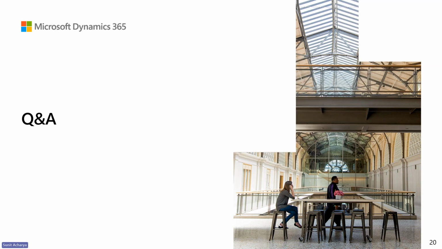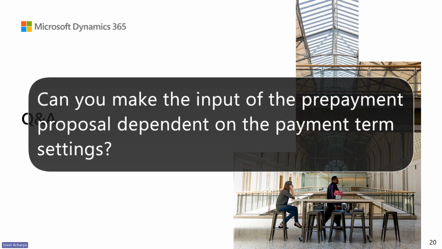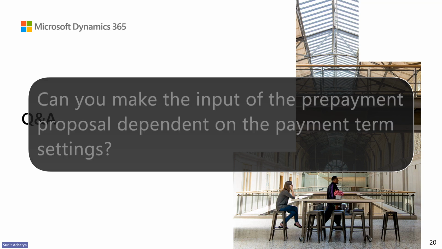Can you make the input of the prepayment proposal dependent on the payment term settings? I think what the question means is, will it align with the payment terms that you have already set up for this customer on the customer account? The answer is yes. When you create a prepayment invoice, it adheres to the payment term that you already have on file for that customer, be it net 30 or net 40. It'll update the due dates and the payment term fields on the header level accordingly.